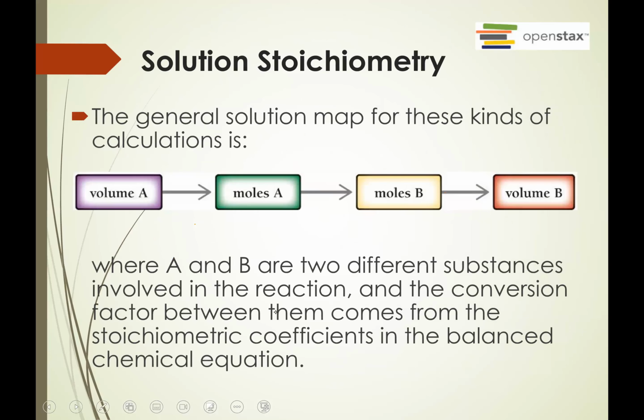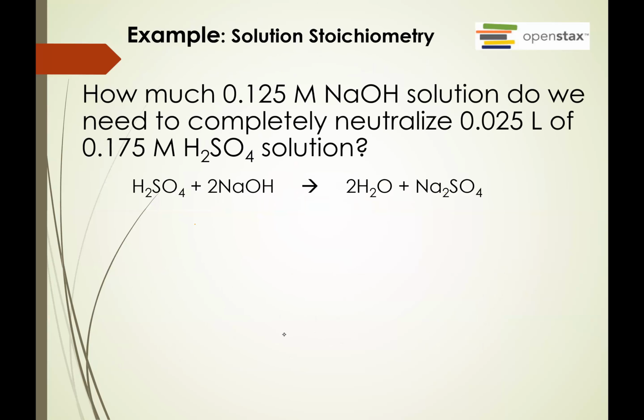Okay, so when we look at solution stoichiometry, we're gonna do mole ratios and we're gonna do molarities all in kind of one piece now. So let's look at this. Here's an example of solution stoichiometry. How much 0.125 molar sodium hydroxide solution do we need to completely neutralize 0.025 liters of 0.175 molar sulfuric acid solution? Whew, right? It's like a lot.